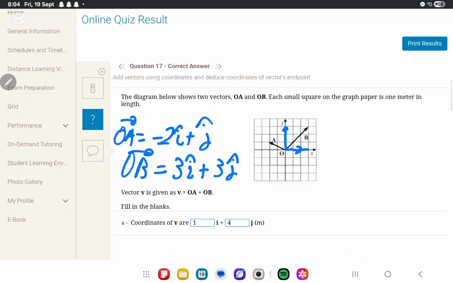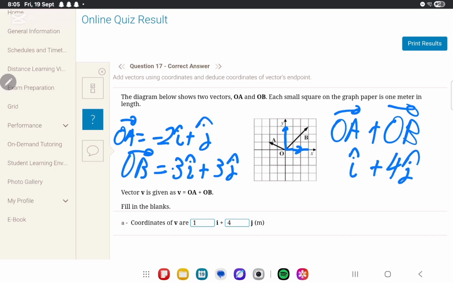Now, V is OA plus OB, right? So I'm going to combine OA plus OB. Adding them up, negative 2 plus 3 is 1I, which I can just write as I. 1J plus 3J is 4J. And this is my final answer, 1I plus 4J.